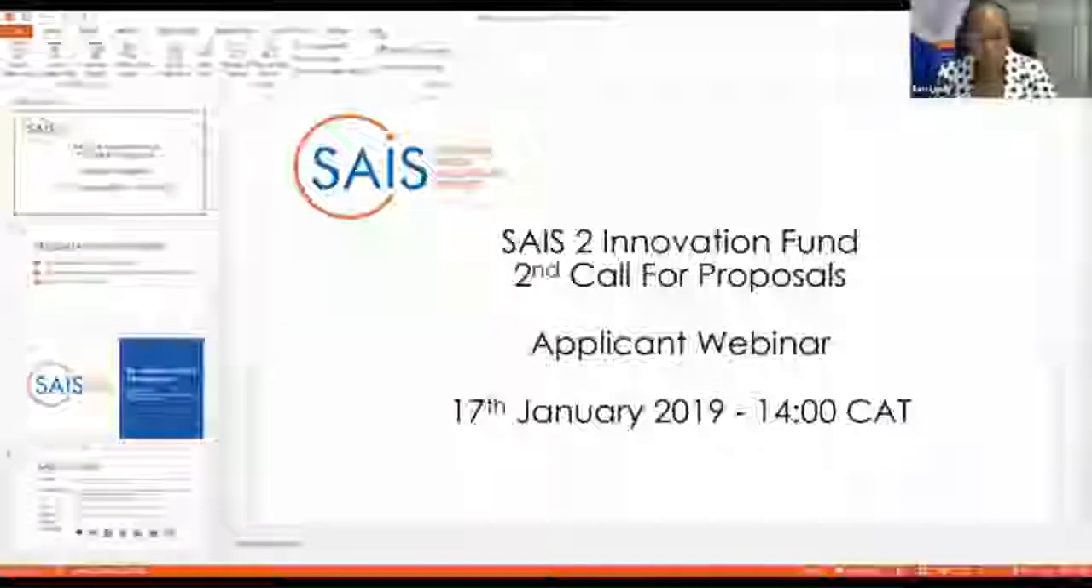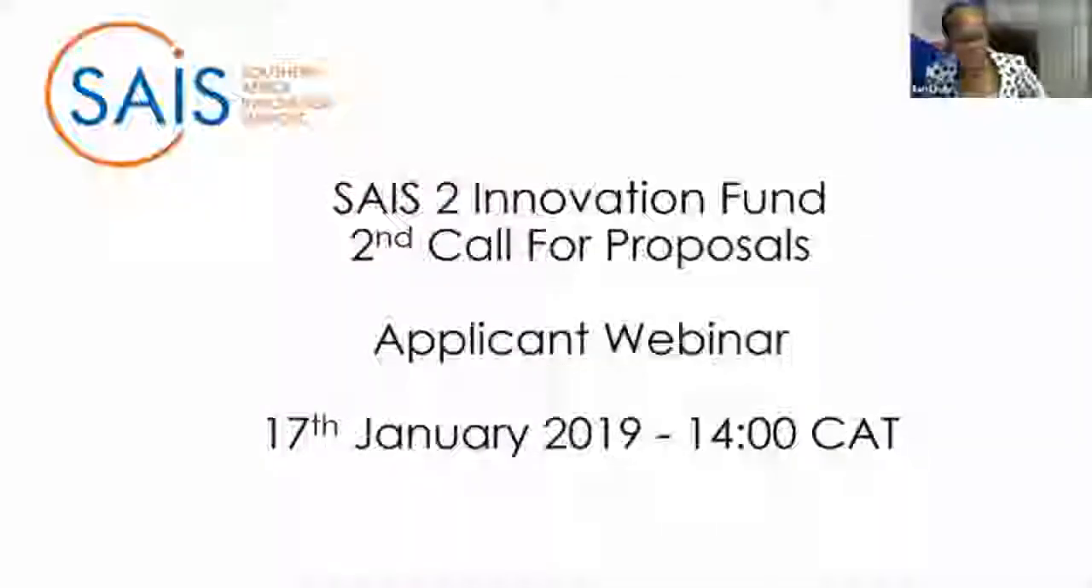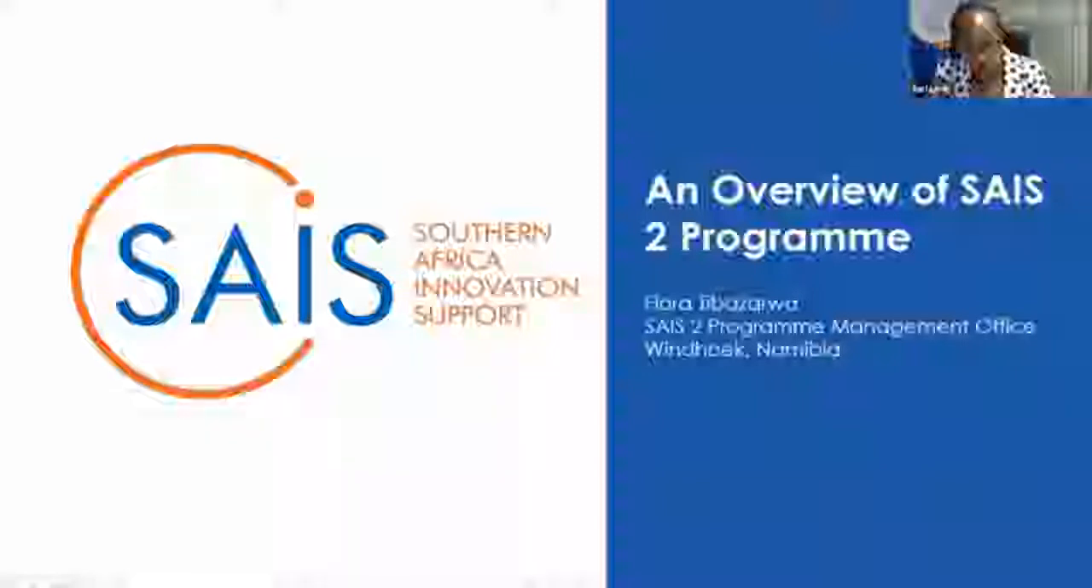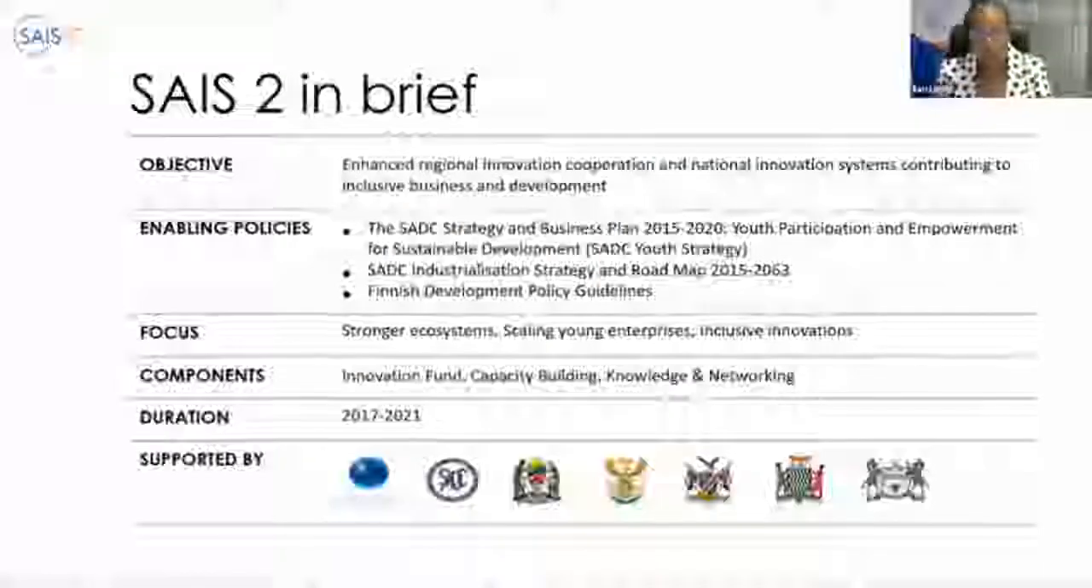The SAIS is an innovation support program, and it was initiated in 2011 and supported by the Ministry for Foreign Affairs of Finland and 4 governments in the SADC region. So the main aim of the program is to stimulate and strengthen innovation at regional level by establishing new mechanisms and building on national innovation ecosystems. The program is currently in its 2nd phase and will run until 2021.